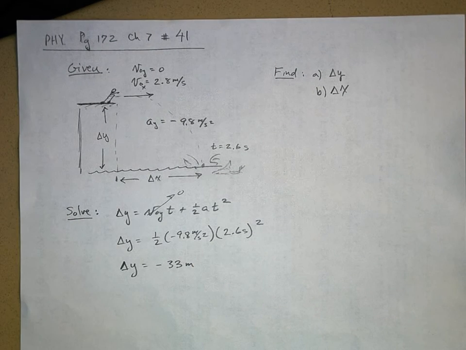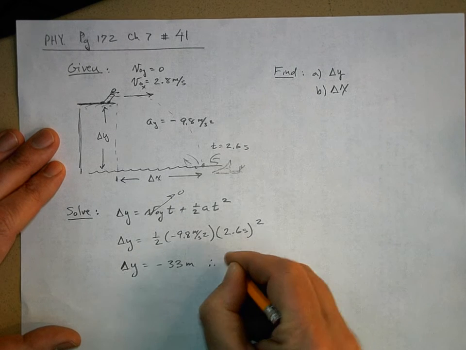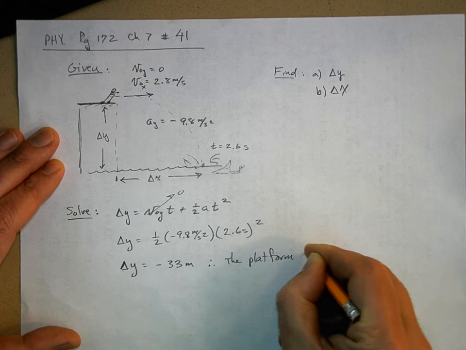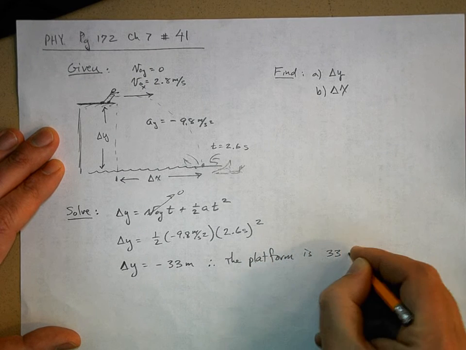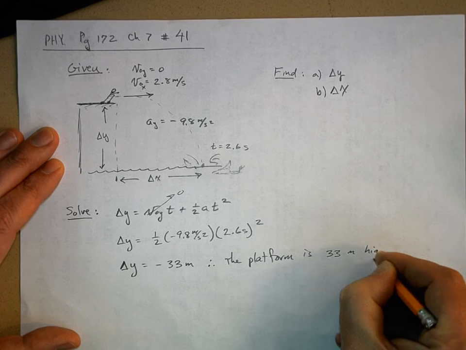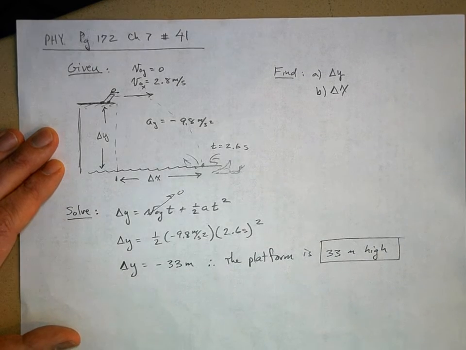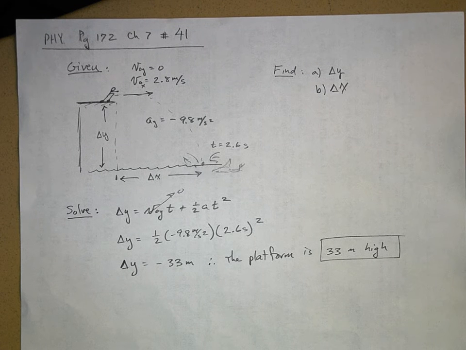Now, one of the things you can say is that, okay, our delta y was negative 33 meters, so how high is the platform? Therefore, the platform is 33 meters high. So in other words, since our diver dropped 33 meters, they started at 33 meters off the ground, or up above the pool.